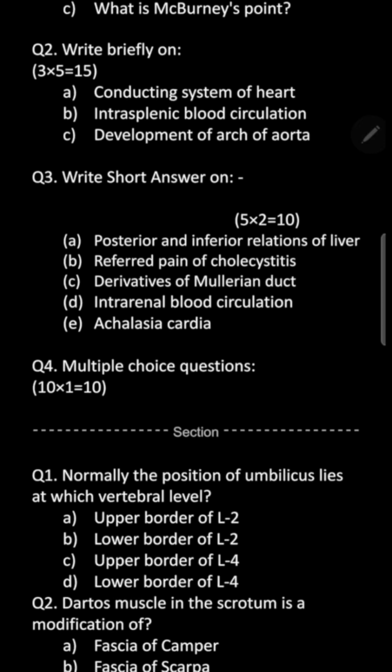So this can be confirmed with the help of the barium swallow X-ray, where you will find that the lower end of the esophagus is dilated and tapering at the lower end. That is called the parrot beak appearance in an X-ray.